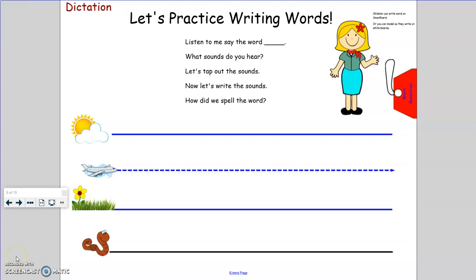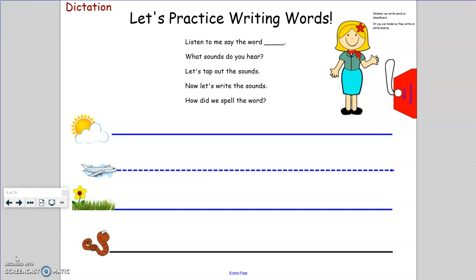Today, during phonics, we're going to begin by practicing writing words. So I'm going to write a word and then we're going to tap out the word. Now, since this unit is about writing and reading sentences, I am going to write some words that we can tap out today. These are some words you might see in a sentence.